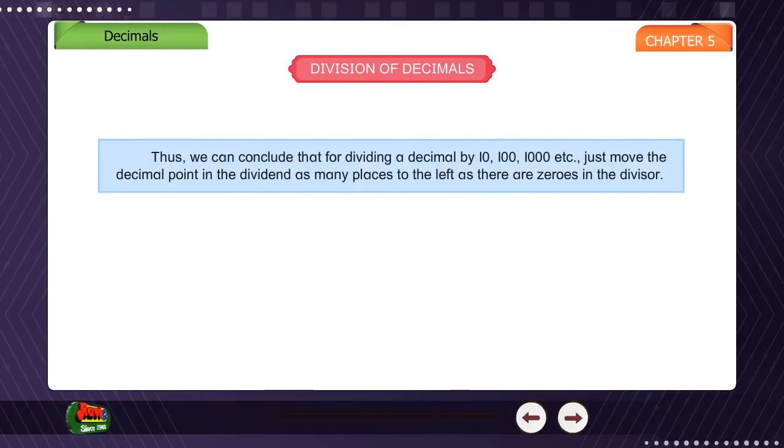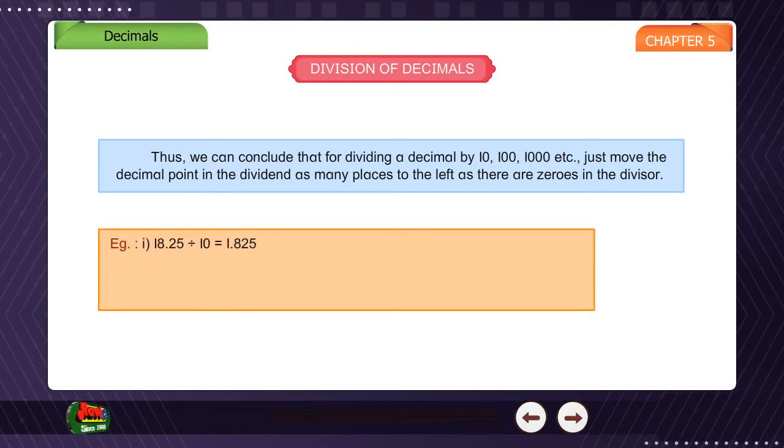Thus, we can conclude that for dividing a decimal by 10, 100, 1000, etc., just move the decimal point in the dividend as many places to the left as there are zeros in the divisor.